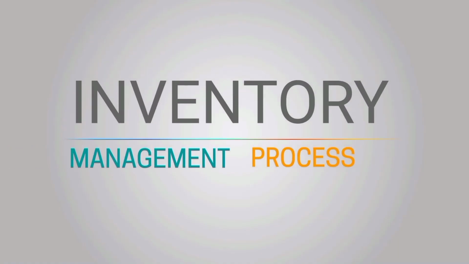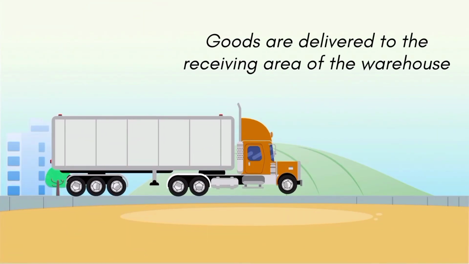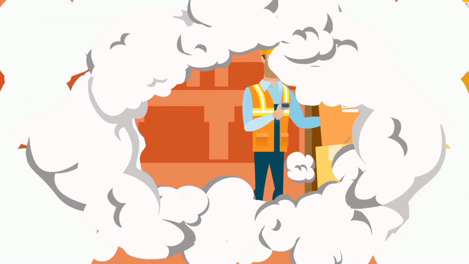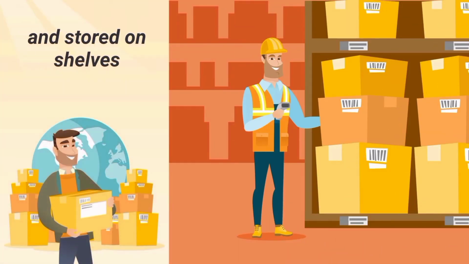Inventory management process. The first one is goods are delivered to the receiving area of the warehouse. This can include raw materials and components for manufacturers, finished goods for distributors. Next, goods are reviewed, sorted, and stored on shelves in special stock areas. Goods may be assigned stock-keeping unit, SKU codes, and tagged with barcodes for easier tracking.